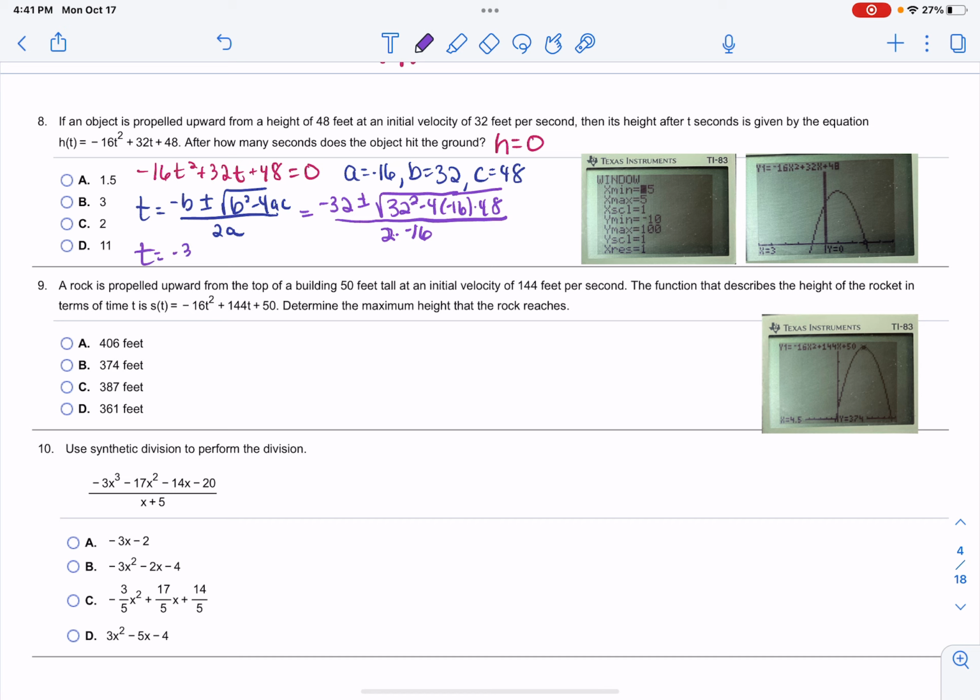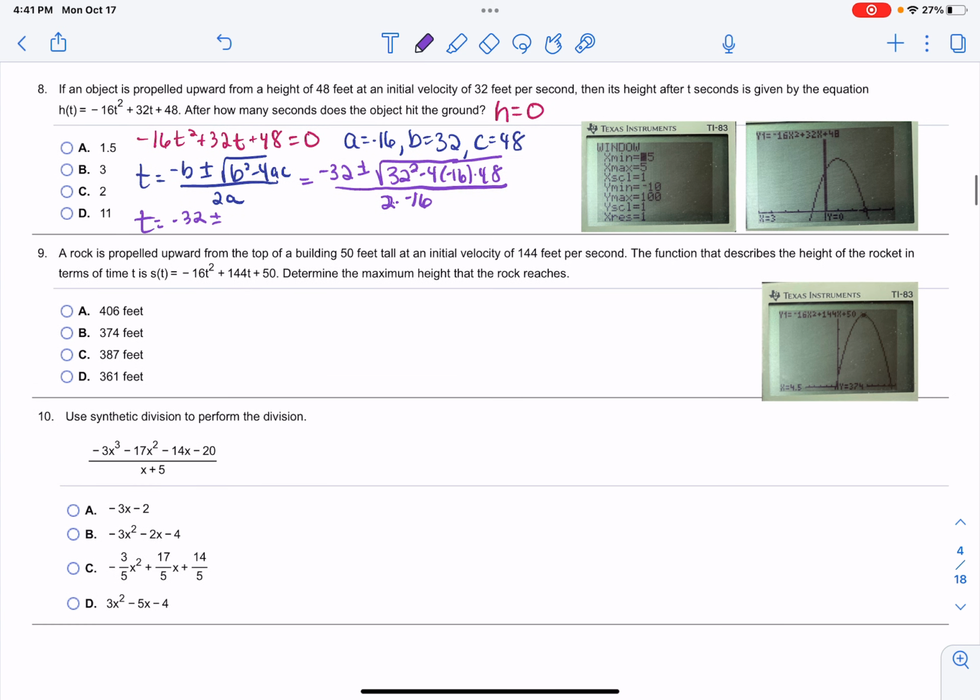t equals negative 32 plus or minus the square root of 4096, which is 64, all over negative 32. So the two answers you get are t equals negative 1 and t equals positive 3. Now t represents time, so it wouldn't make sense to say that the object hits the ground in negative 1 seconds. So the object actually hits the ground in 3 seconds. We can choose B as our answer.